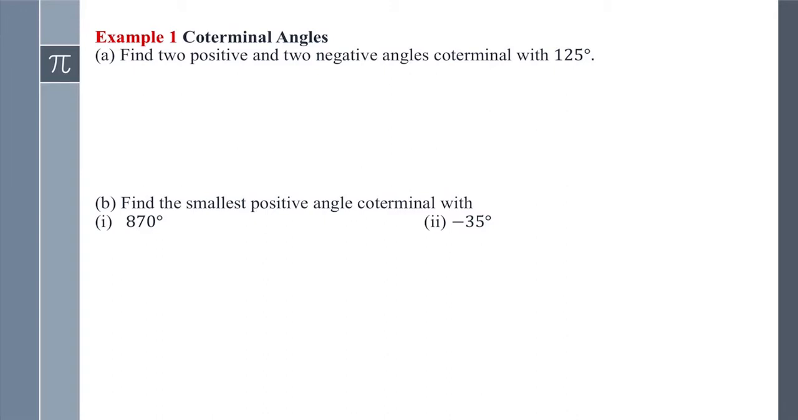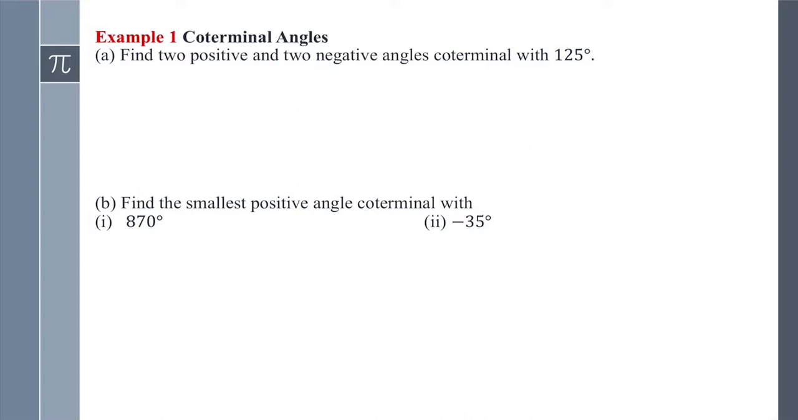Now, the simple way of finding coterminal angles is to add 360. You can keep adding 360 to generate more and more. Or if you want the negative ones, you can keep subtracting 360 degrees again and again to get more coterminal angles.